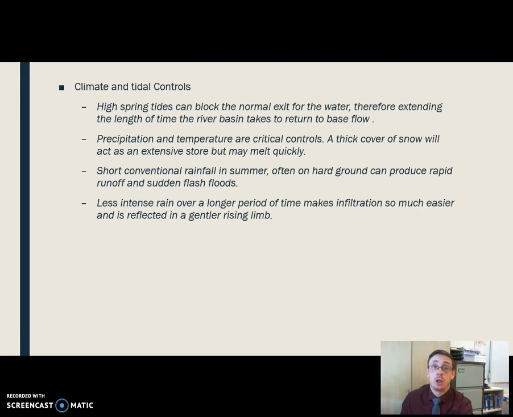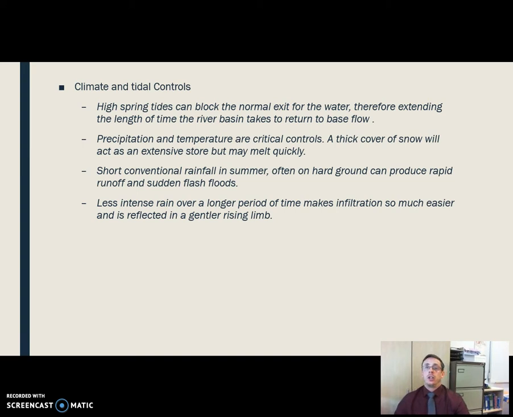Now, last couple of bits to throw in, climate and tidal controls. If you've got high spring tides, now this can block the normal exit for water. So this is very similar to what you sometimes get in Glen Rosa. So if you've got a very, very high tide, water can't empty out of the river system because the tide is like blocking the end and keeping it in. So that means that your recovery rate is going to be enhanced. It's going to take longer. Precipitation and temperature we're going to talk about in a moment. Because again, the thing about snowfall and whatnot, it can have a big, big impact.